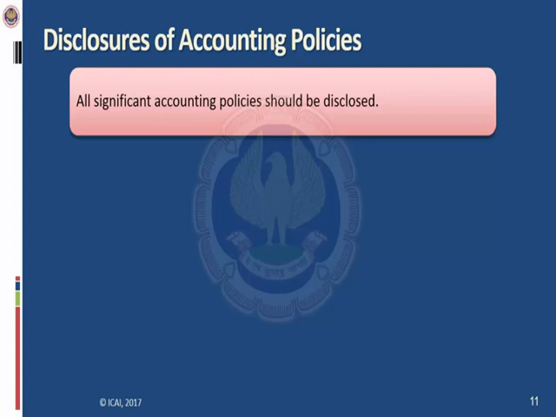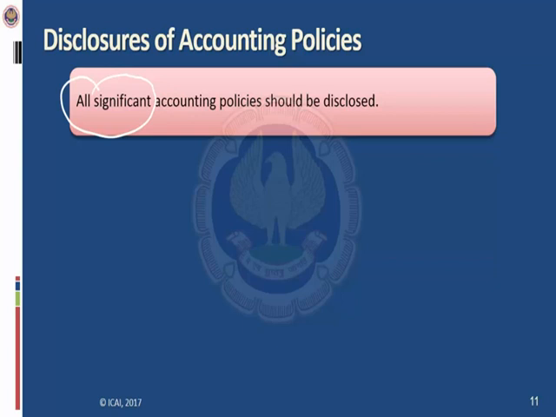Now coming to the disclosure of accounting policy, it is a very important and very relevant para. Even the name of the standard is disclosure of accounting policies, and how accounting policies are going to be disclosed. So we will read in this slide. All significant accounting policies should be disclosed. So mind this, the word is all significant.